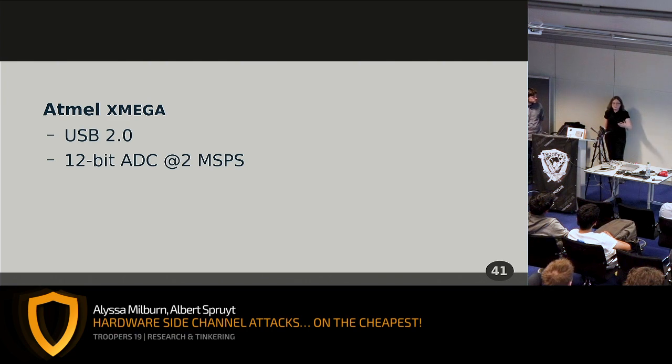It's the successor to the Mega chip on the Arduino Nano. It's great. It has USB 2. It has a 12-bit ADC. It has 2 mega samples a second, which to us seems like a lot. Until you go to AliExpress and start looking for boards based on this. It turns out the chip may be $2.50, but boards with the chip on it are like $50, because apparently no one uses this chip.